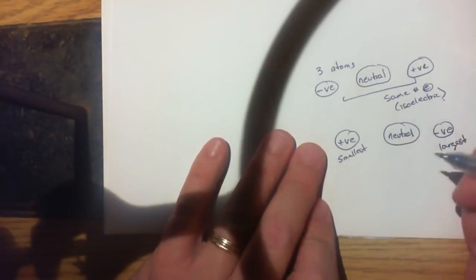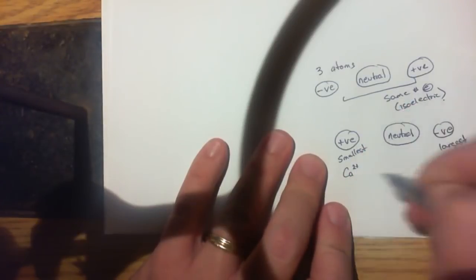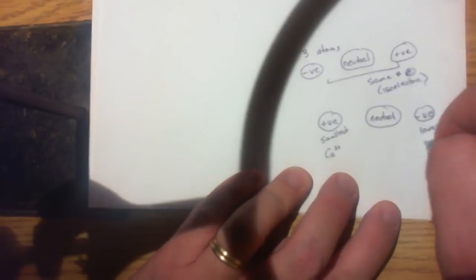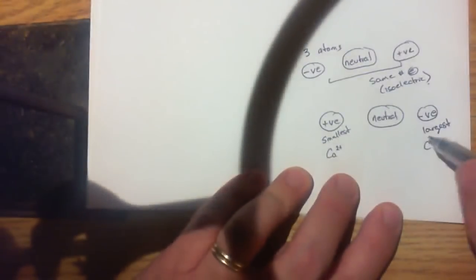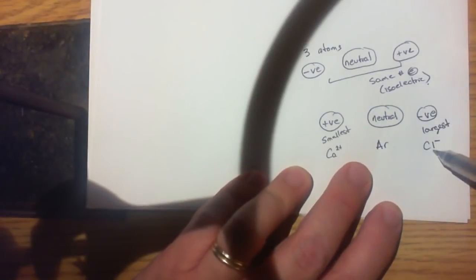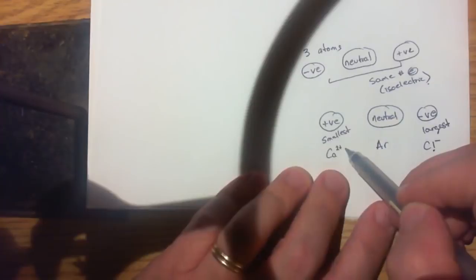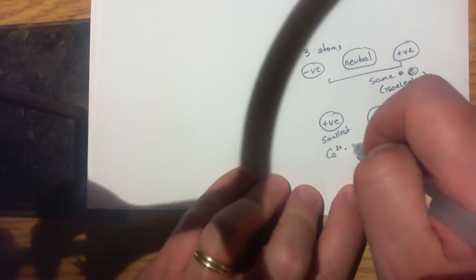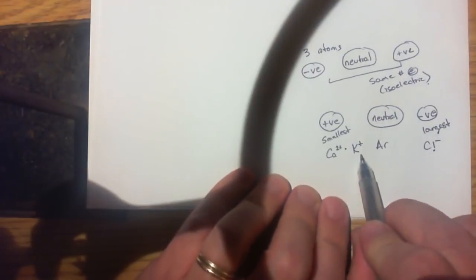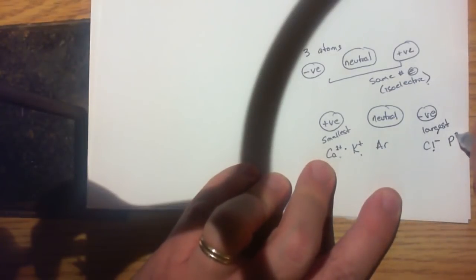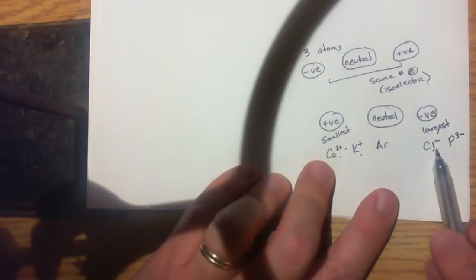So if we talk about an example, if I look at calcium ion, calcium would be my smallest. A chloride ion would be my largest, and then the argon that's in between them would be neutral. The more positive I am, the smaller I am. So therefore, if I had, say, potassium in here as well, potassium would be larger than calcium. And if I had phosphide, it would be larger than chlorine.